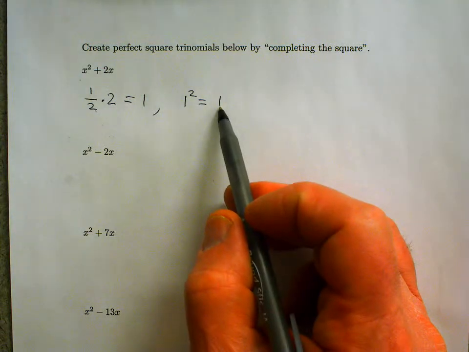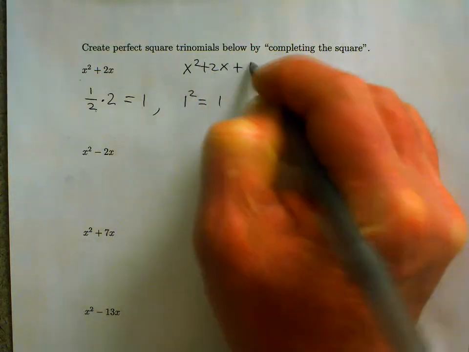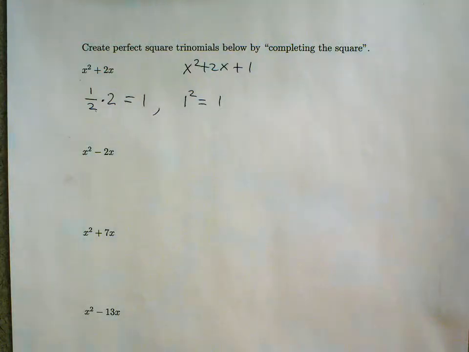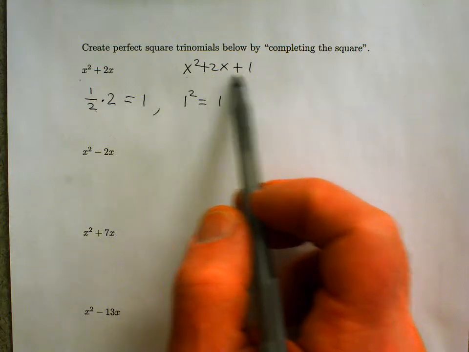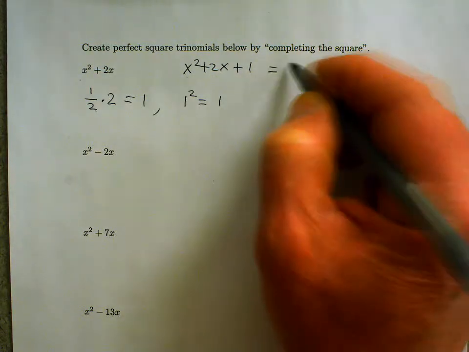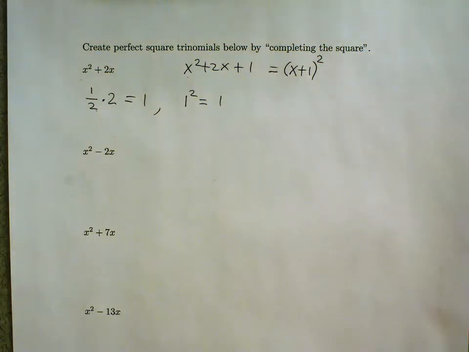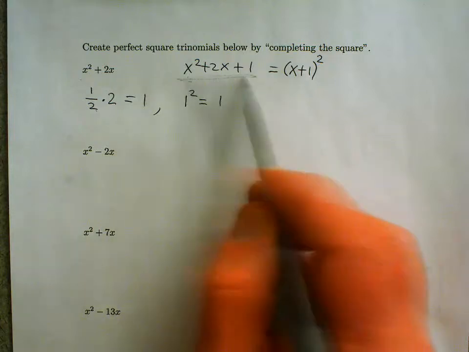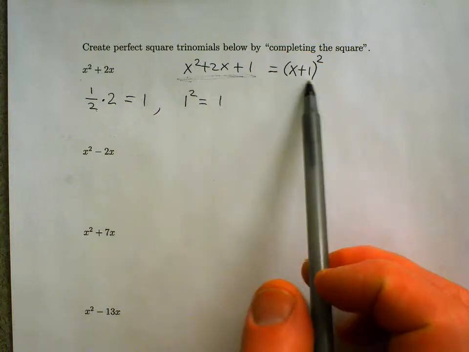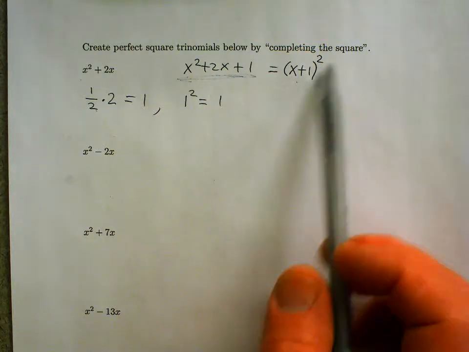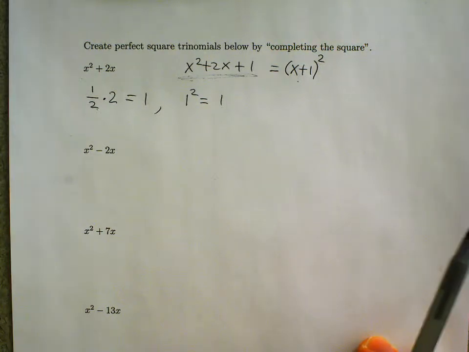And then if we add 1 to x squared plus 2x, we have a perfect square trinomial. When we write x squared plus 2x plus 1 in factored form, we get the binomial x plus 1 squared. That's what it means for a trinomial to be a perfect square trinomial. If you factor it, it's equal to a binomial squared.